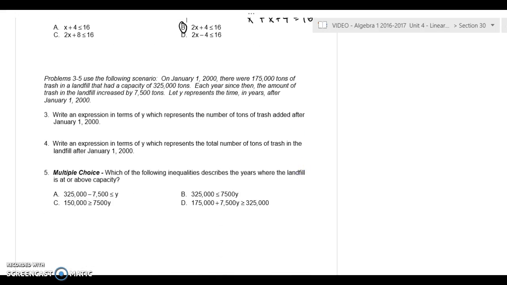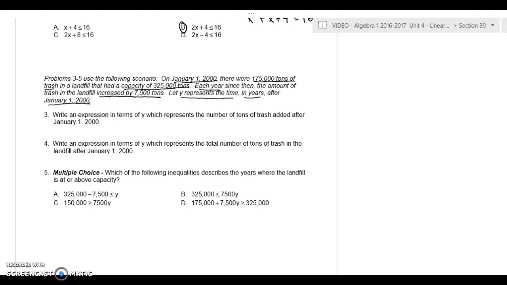For 3 through 5, we have a landfill. On January 1st, 2000, so it seems important, there's a date there, there was 175,000 tons of trash in the landfill, and it has a capacity of 325,000 tons. Each year since then, the amount of trash in the landfill increased by 7,500 tons. So again, that was each year. Let Y represent the time in years after January 1st, 2000.